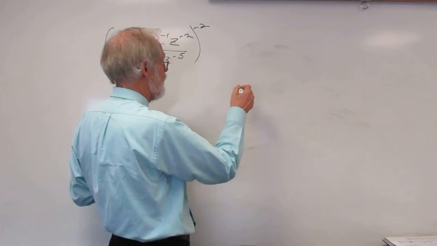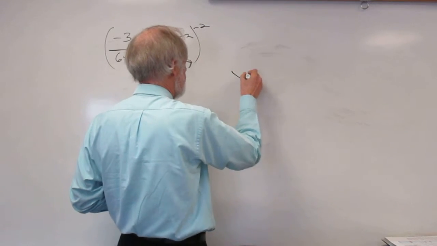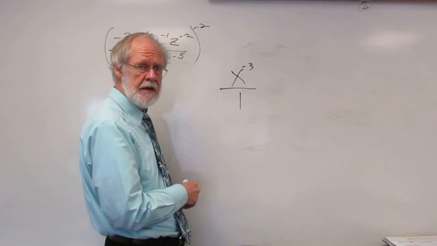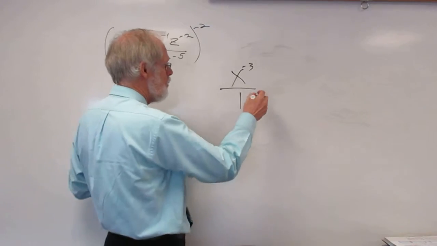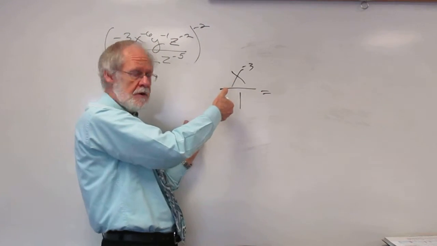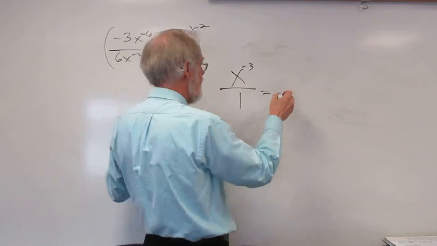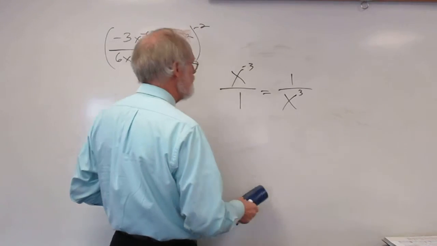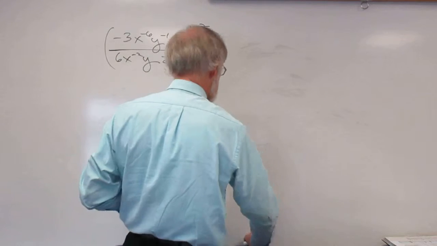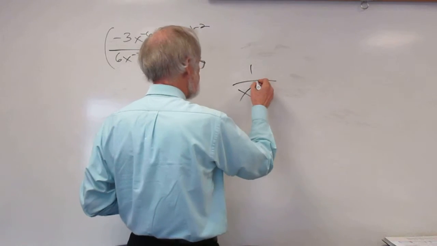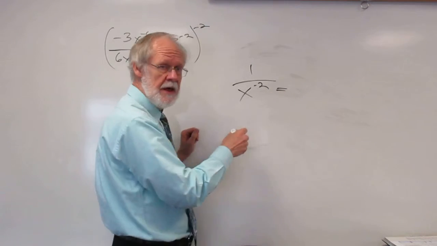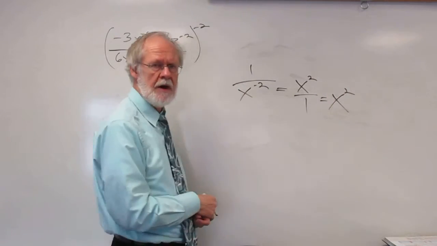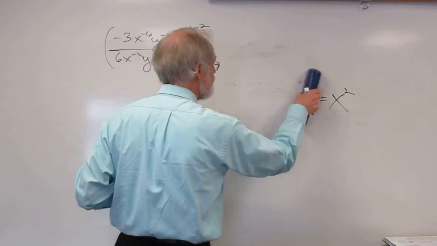If you have a negative exponent, let's say x to the negative third power, the rule here is, now remember, anything can be written over 1. And what we do in this case is flip it over and change this negative to a positive. So this would become 1 over x to the positive 3. Okay? Now, if you had 1 over x to the negative 2, then you flip that over, and it becomes x to the positive 2 over 1, which is x to the positive 2. Okay, those are the rules you need for these problems.